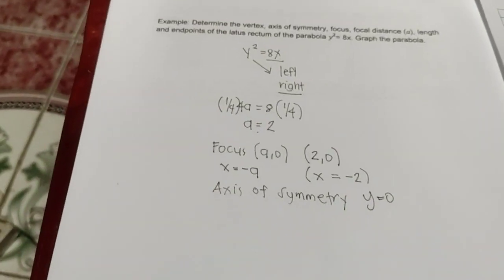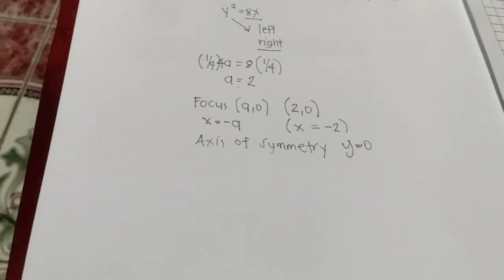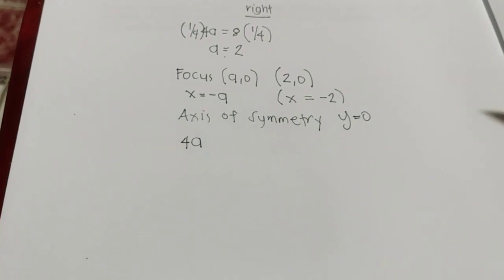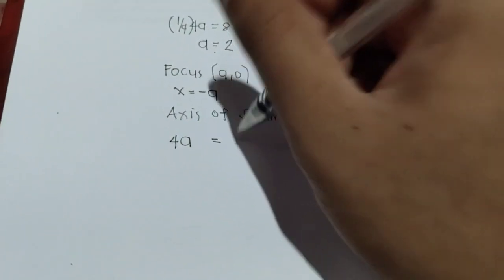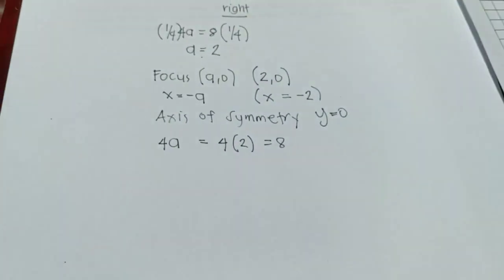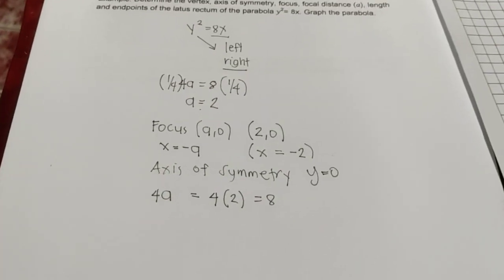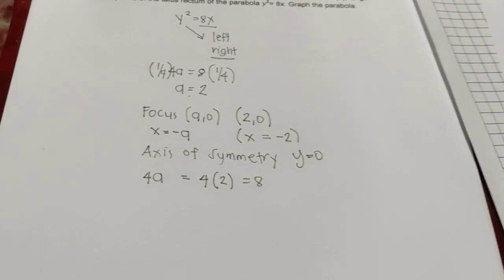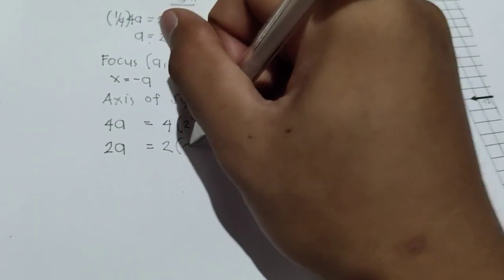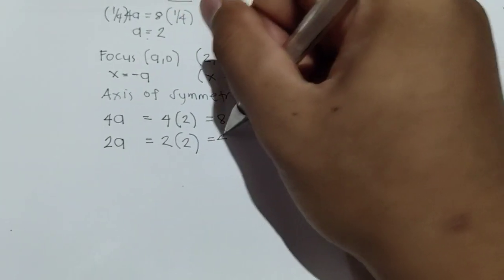For the latus rectum of the parabola, the length of the latus rectum is equal to 4a. So the length of the latus rectum of this parabola is 4 times 2, which is equal to 8. For us to get the endpoints of the latus rectum, we need to get the value of 2a. So we have 2 times 2, which is equal to 4.